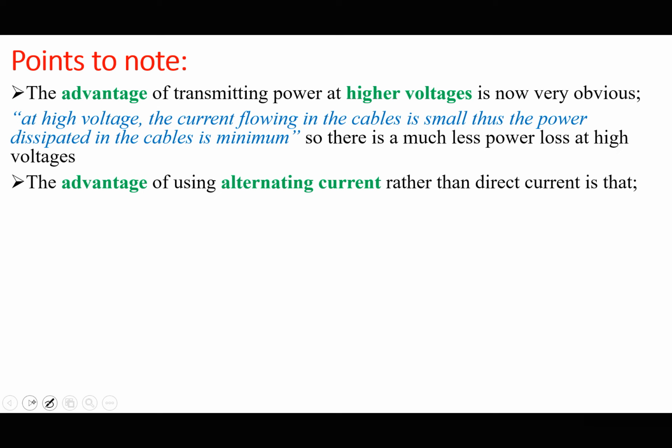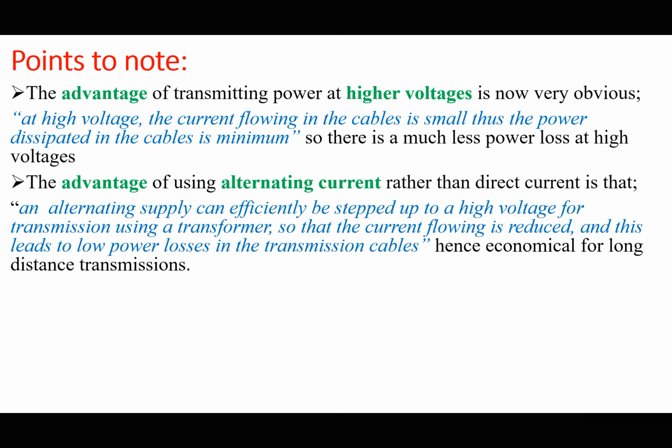And the advantage of using alternating current rather than direct current is that an alternating current supply can efficiently be stepped up, in other words, raised to a higher voltage for transmission using a transformer, so that the current which flows in the cables is reduced, and if the current flowing is reduced, then the power loss is going to be reduced. That is the major advantage of alternating current. It can be stepped up to high voltage so that the current flowing in the transmission lines is smaller, which means the power loss in the cables is smaller. This makes it economical for long distance transmissions.